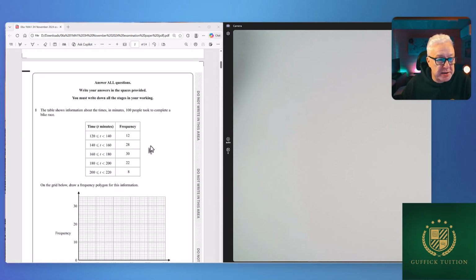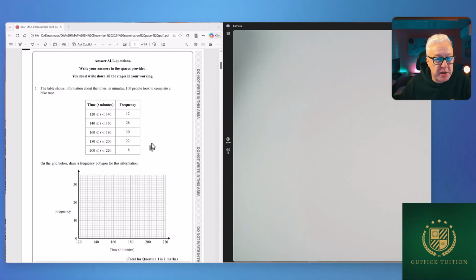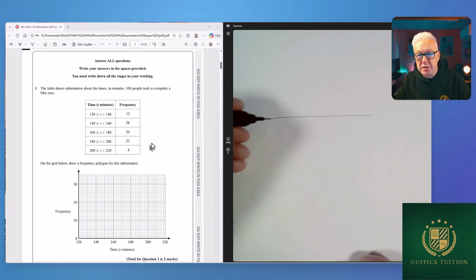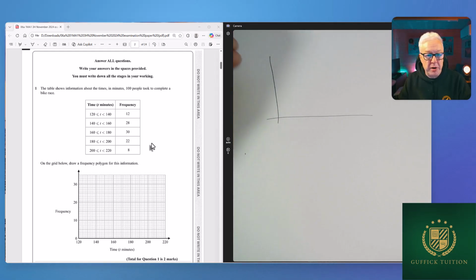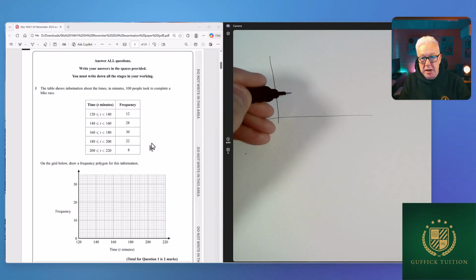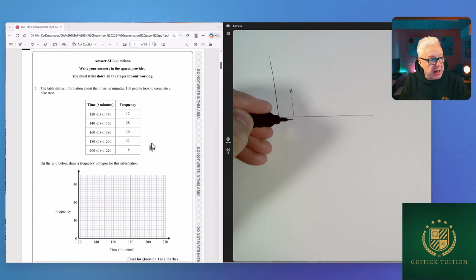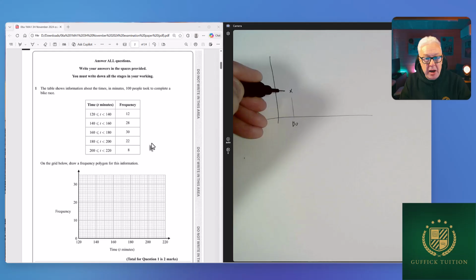So question 1, it says the table shows information about the times in minutes that 100 people took to complete a bike race. On the grid below, draw a frequency polygon for this information. Okay, so the two things I would say about frequency polygons are, number one, you're plotting the midpoints. Your first point is going to be down here, at the midpoint there, so it's going to be at 130, and it's going to be 12 high.